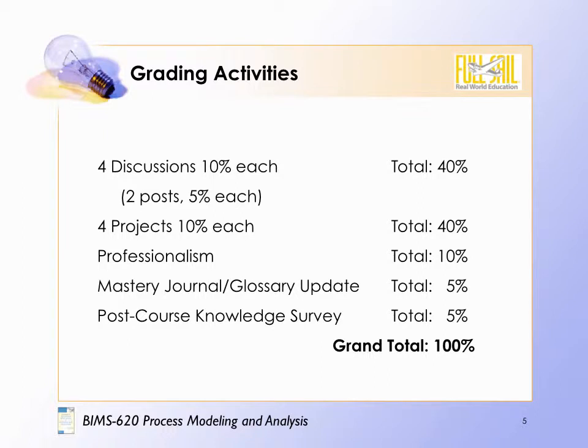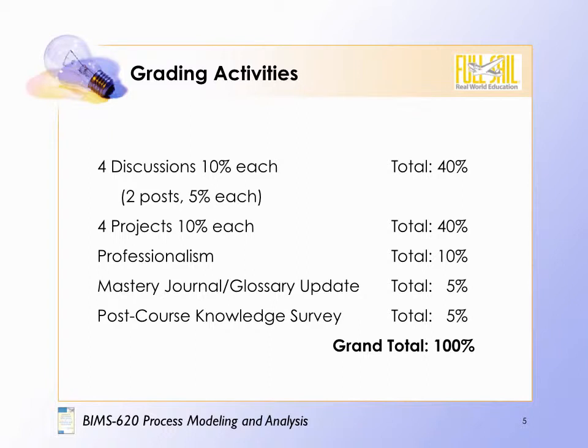Grades. Each discussion is 10% each for a total of 40%. 4 projects, again 10% each for a total of 40%. So if you have 2 posts and 1 discussion is worth 10%, so technically each post will weigh 5% of the grade.